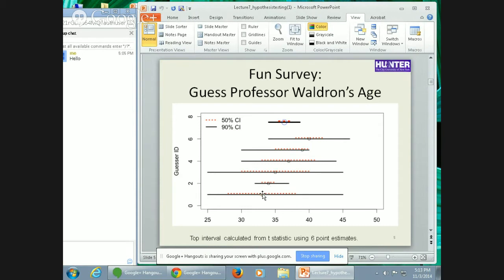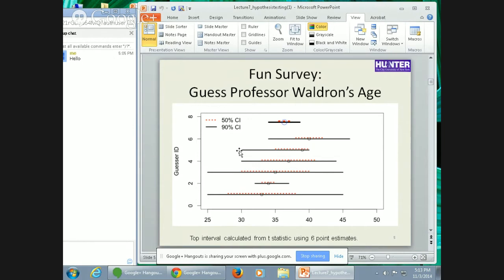But the point estimate is the dot here. In most cases, it's right in the middle of the confidence intervals. In one case, it's over towards one side, which is kind of interesting. It's an asymmetric confidence interval. So it's someone whose best guess of my age was 40 years old, but in this 90% confidence interval, they still thought I could not be more than 41, but could be as young as 30.